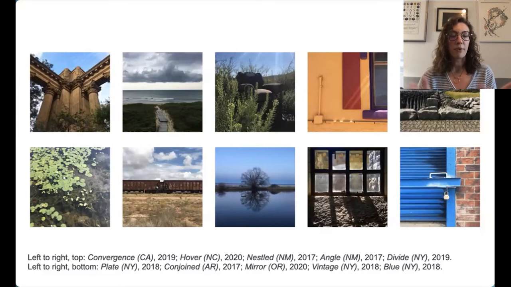So a photograph provides a memory of a place, but then using that memory only and not being in the space itself, applying a meaning to it with just one word. So that's what you see there, like this top left is called convergence. The one next to it is hover. This one is nestled. The yellow one here, top row, is angle. And then the one on the right is divide. And then bottom row, this bottom one is plate. The second one there with the trains is conjoined. That center image of the tree is mirror. And then this one of the window is vintage, and the blue one on the bottom right is blue.